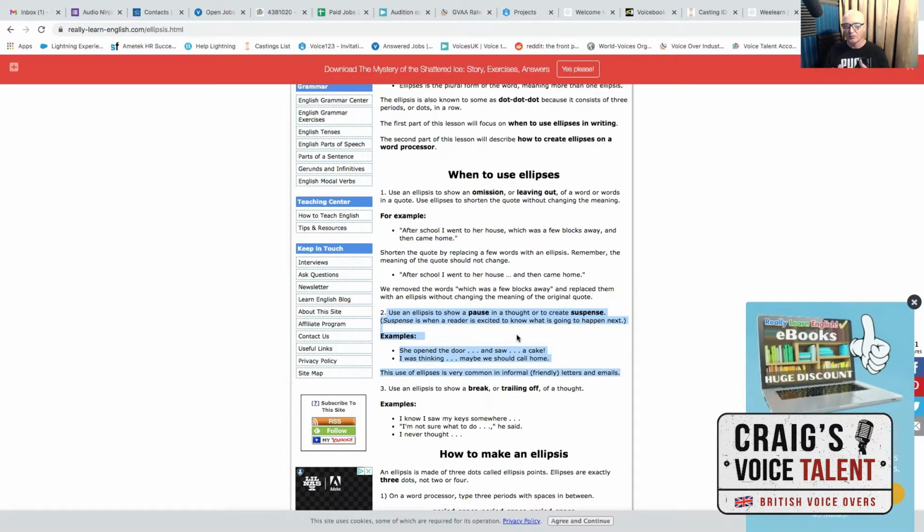Now, remember, it's very specific. They're not commas. So if you saw, for the example, she opened the door and saw a cake. If there was just commas, it would be she opened the door and saw a cake. But with the ellipsis, what it's trying to do is add suspense. So it would be she opened the door... and saw a cake.